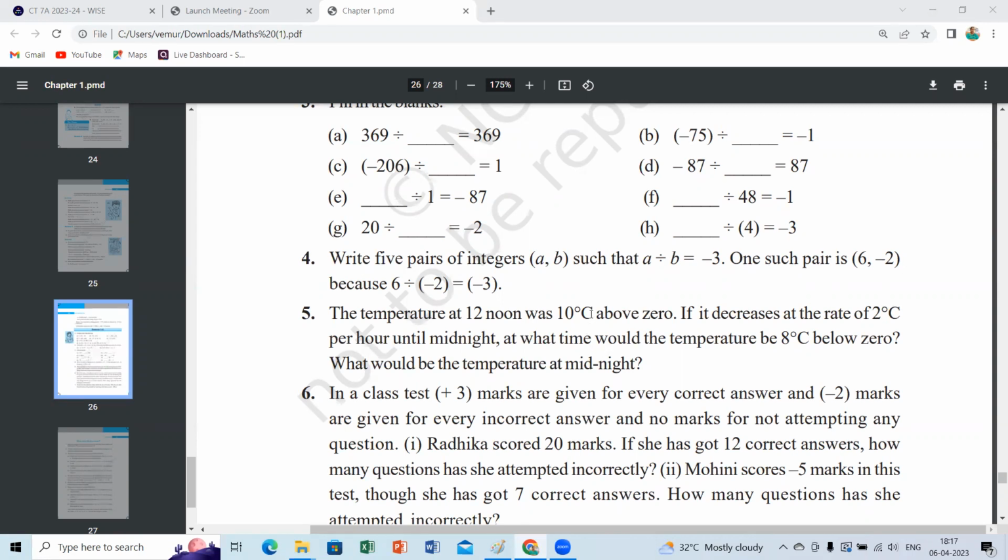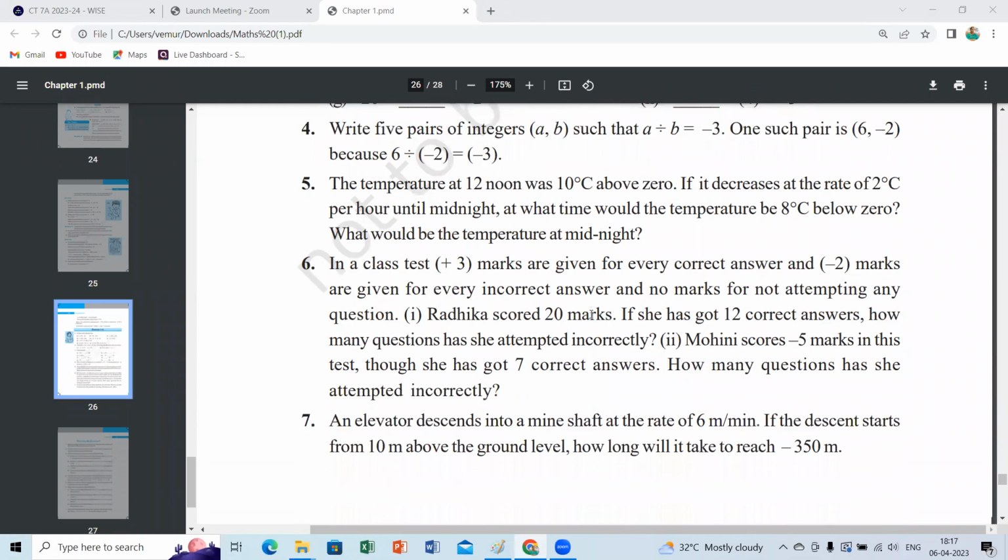Can we move to the next bit, children? Yes, ma'am. We'll finish up the chapter today and go with a small quiz. That's all. Today I'm not going to start a new chapter. Next class we can go with the new chapter. Who will read the question? Anubhav, can you read? Question number 5. Okay, ma'am.